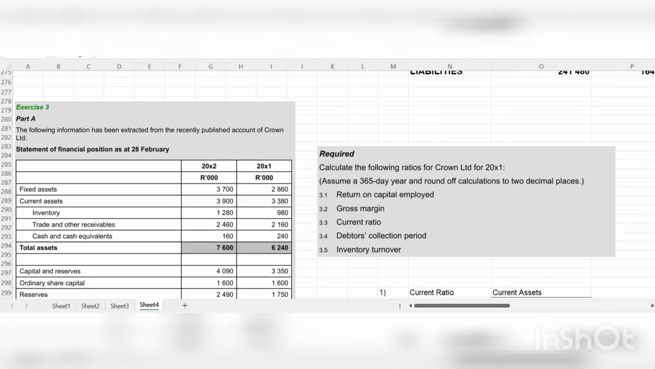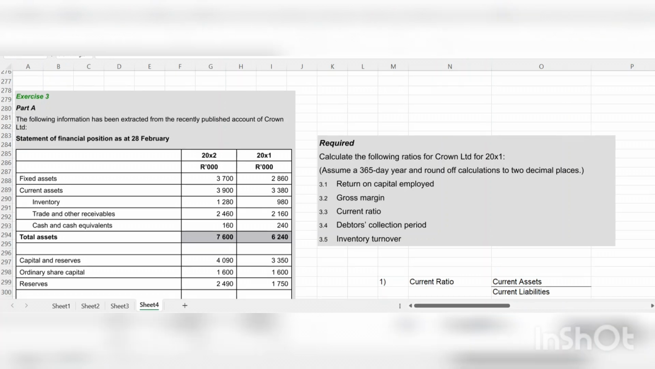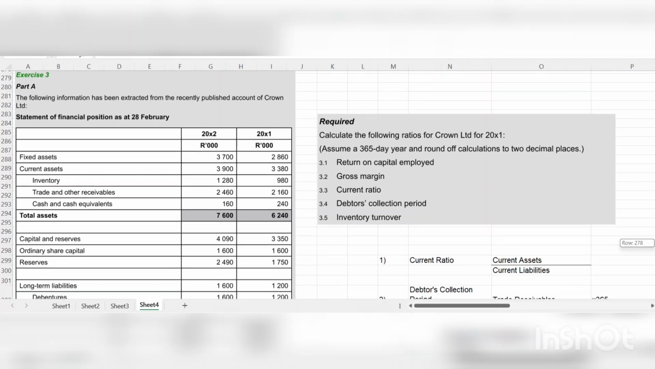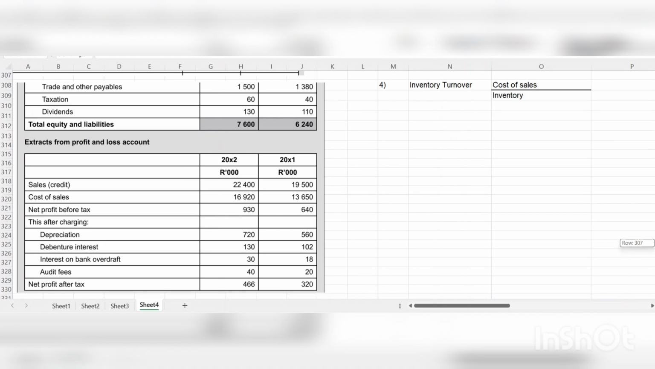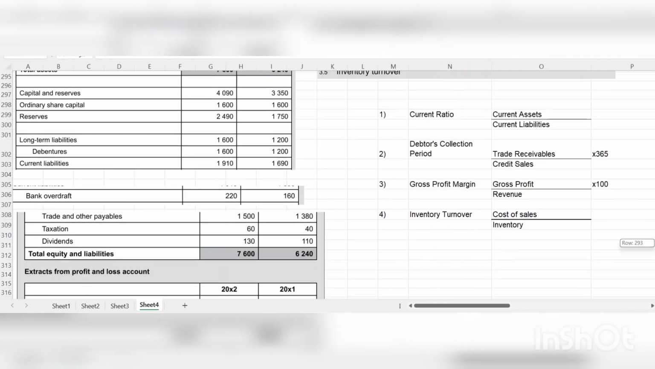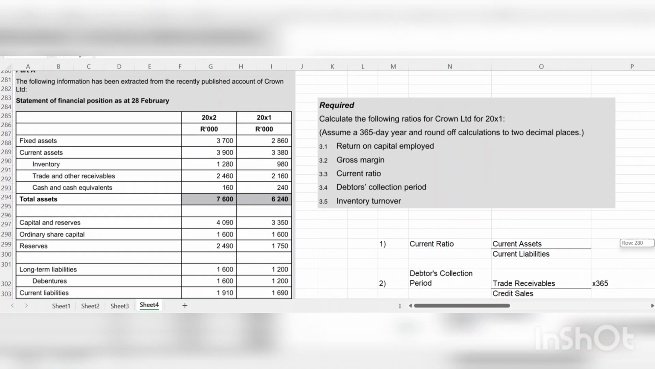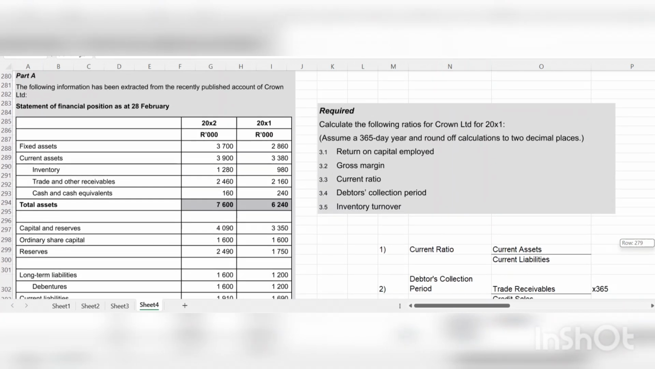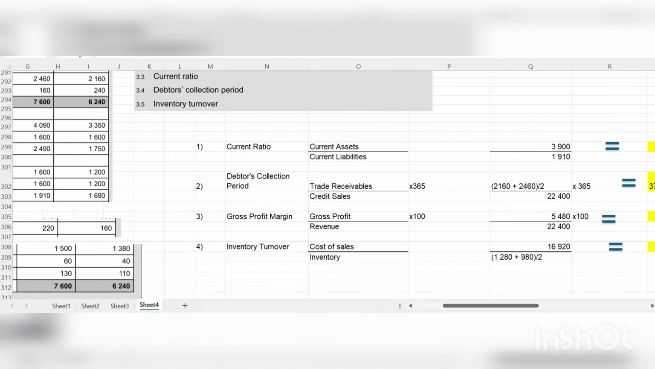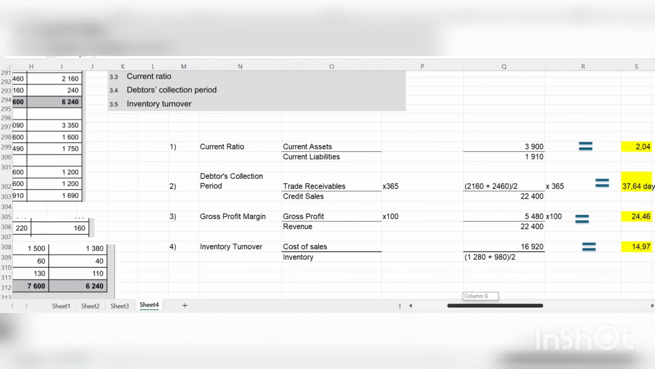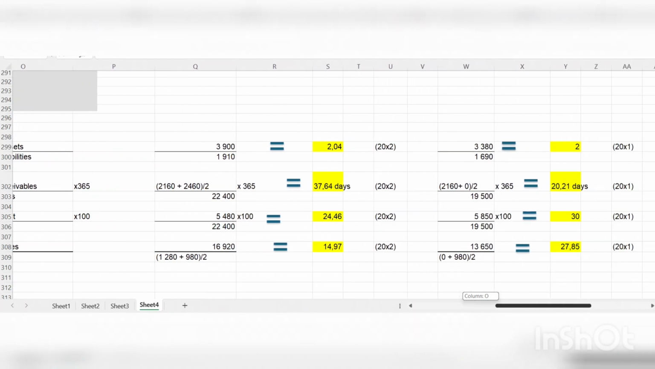Next, this is what we're asked to calculate: the return on capital, gross margin, current ratio, debtors collected, and inventory turnover. We're given this table, the statement of financial position, and they gave us the following information. From that, all we do is put your formula down first, and then substitute the values. Once we do that, this is what we're given.